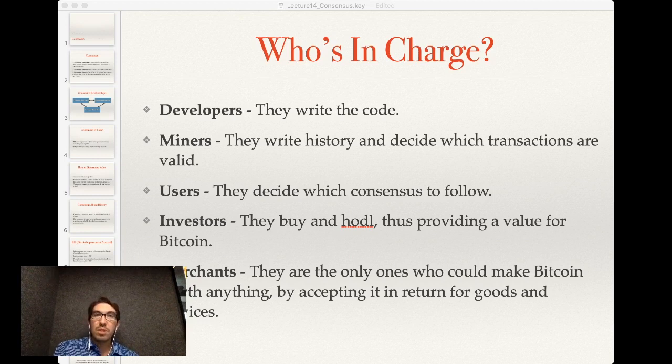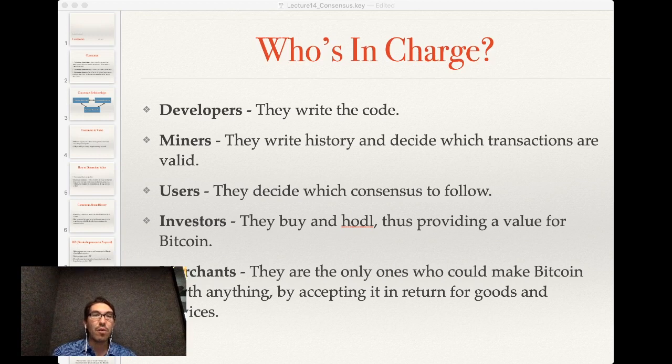And someone else could say, well, no, users are in charge of Bitcoin because they decide what consensus they want to follow. If the developers create some weird new strange aspect of Bitcoin, or decide that all mining rewards go to the developers, well, users just won't use Bitcoin anymore. They'll start using some other cryptocurrency. So, well, users are in charge. Investors, people could say investors are in charge, right? They provide value for Bitcoin because they are actually purchasing it.